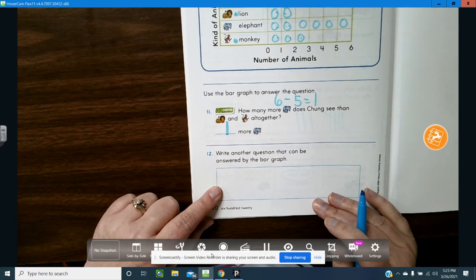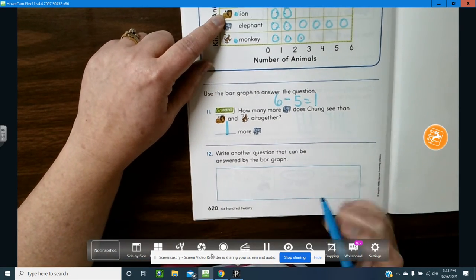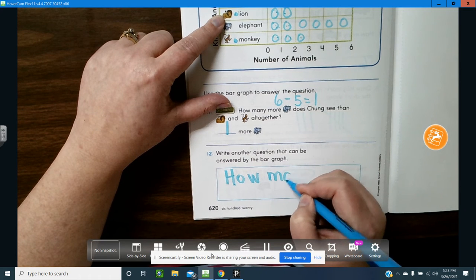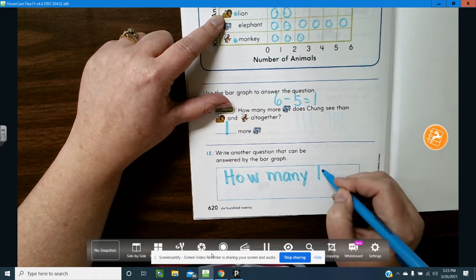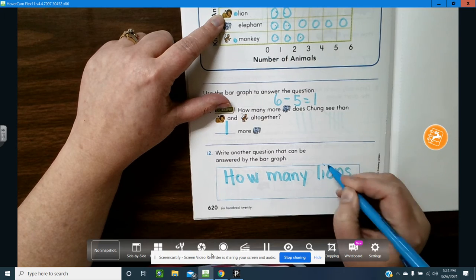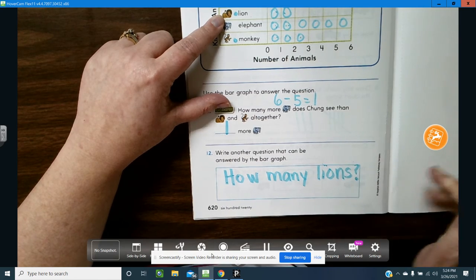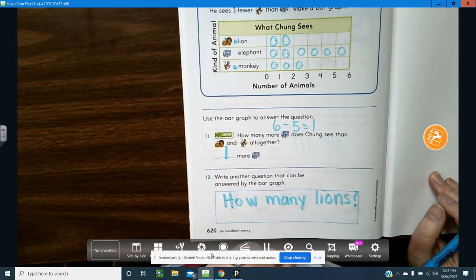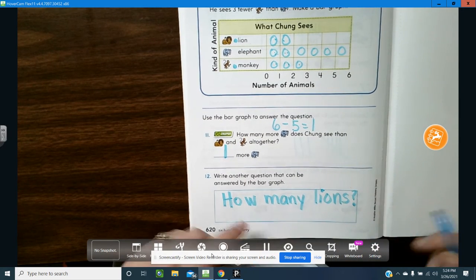Now down here, write another question. You could say, how many lions? That's the one I'm going to say. You could say, how many elephants? You could say, how many altogether? But I'm just going to write, how many lions? That's an easy question to write.